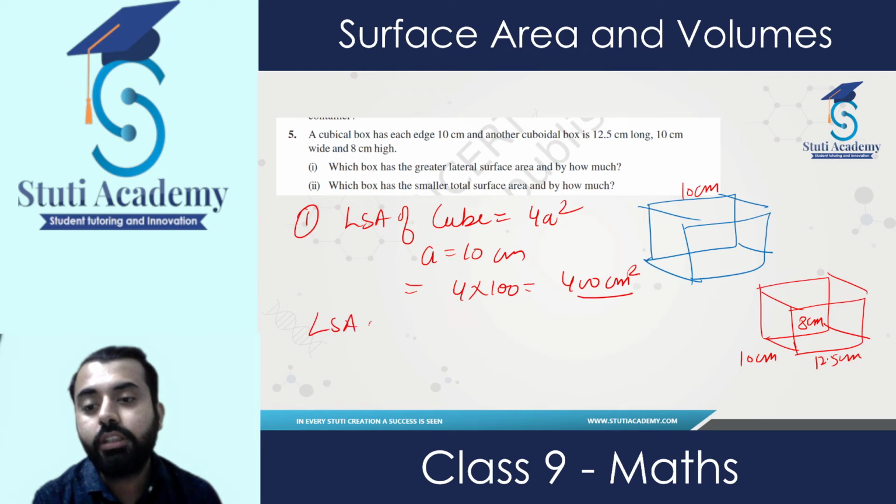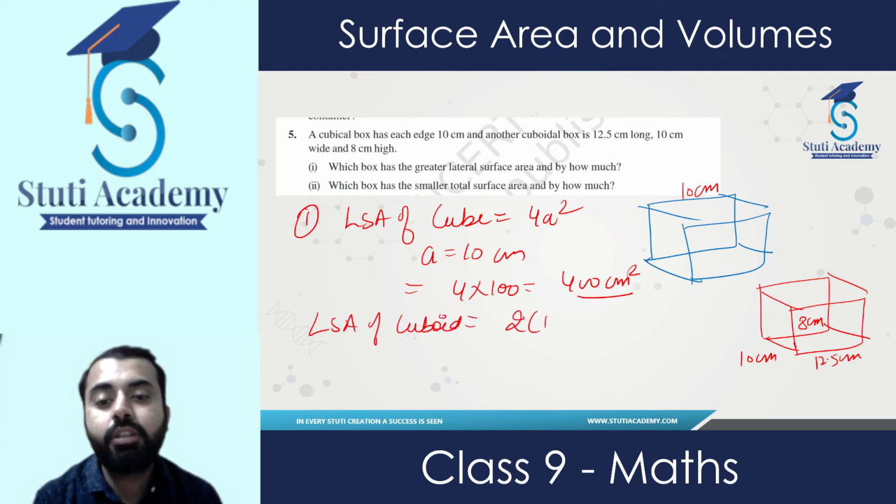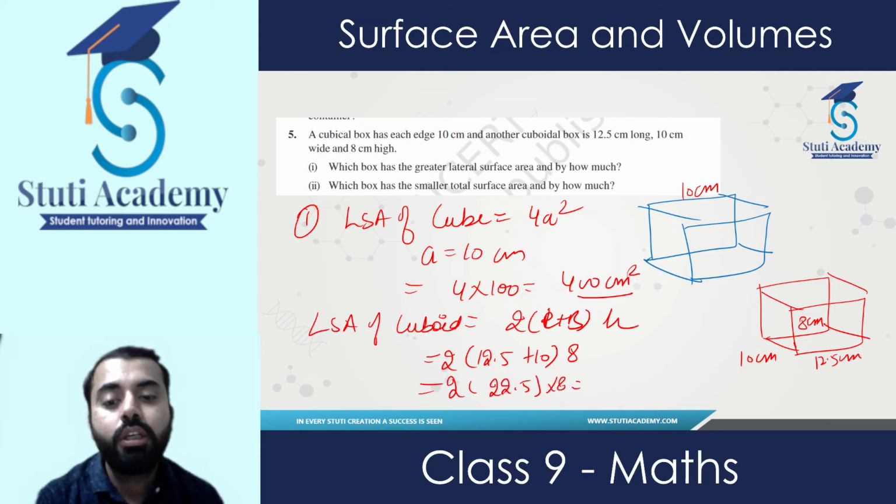Now the LSA of the cuboid, it is what? It's the perimeter of the rectangle, 2 into (L plus B), right? 2 into L is what? 5. Width is 10. Height is what? 8. All this into 2. 5 into 8 is 40, 10 into 8 is 80, 32 plus 4, 36. You get 360 centimeter square.